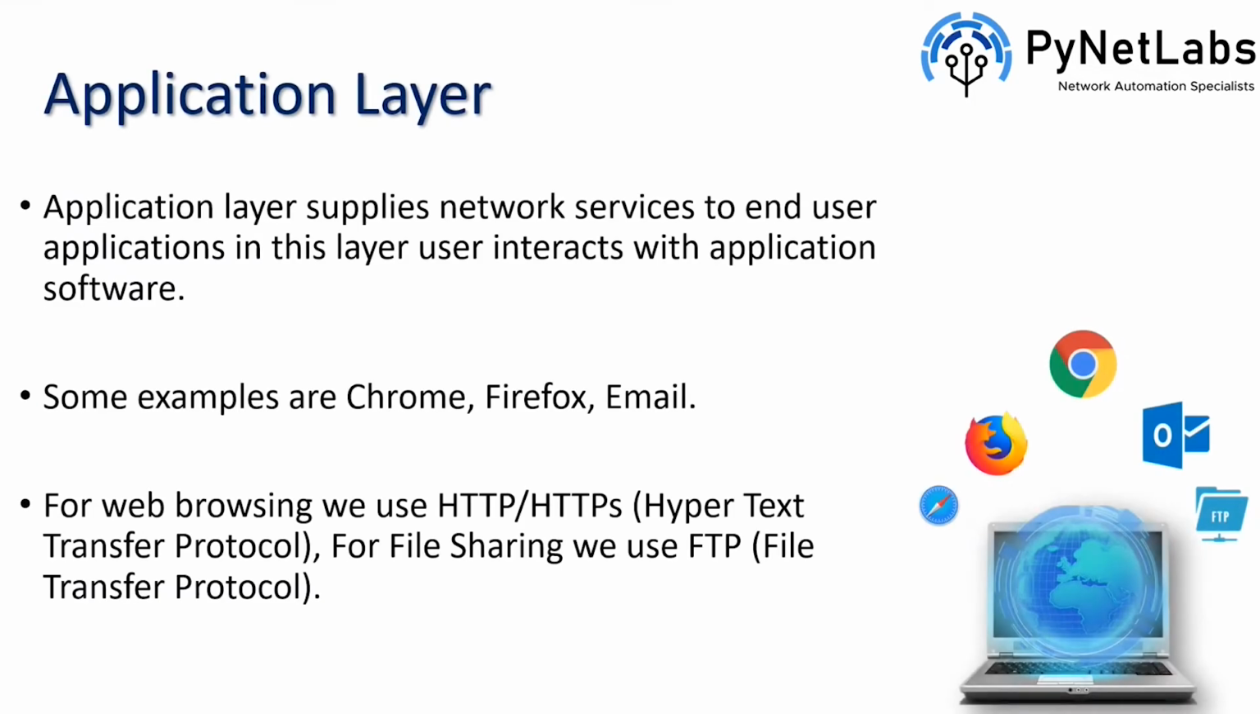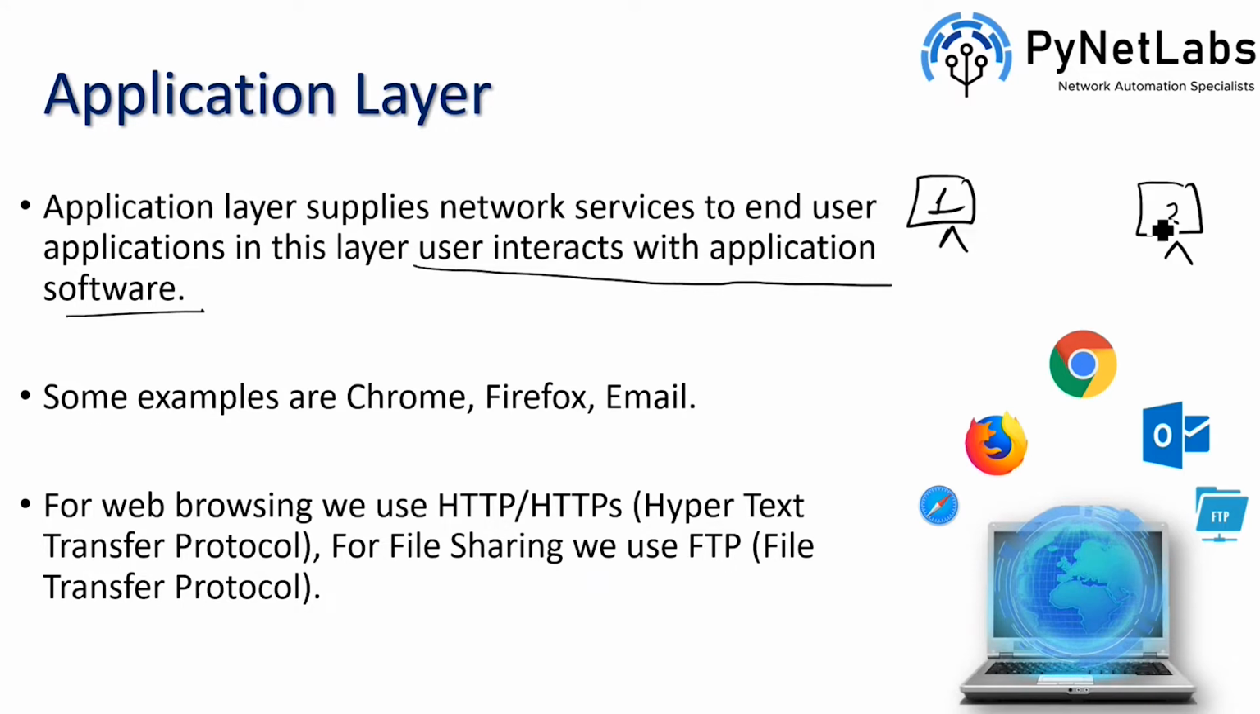Application layer supplies the network services to end user applications. In this layer, the user interacts with the application software, which basically means, as in the scenario we have taken, there are two PCs and both of these PCs want to communicate with each other. So you must have some application installed on your machine. For example, if you want to send me a mail, you must have a specific application, like Gmail, or if you don't have the Gmail application, you will go on Google Chrome, Mozilla, Edge, or Safari if you are using it.